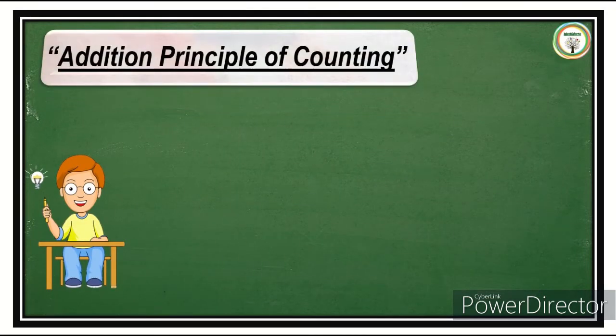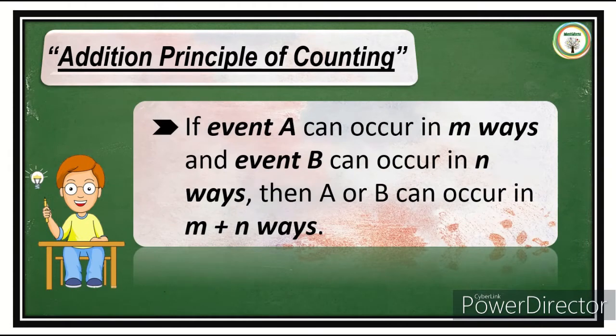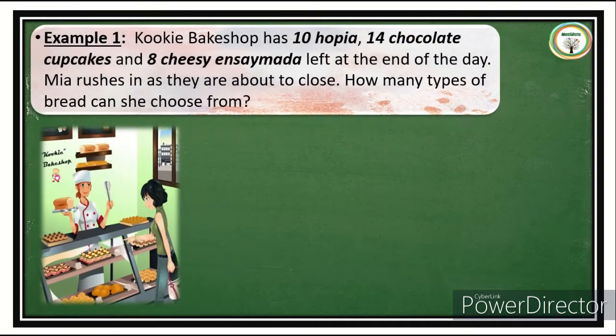Let's have first the addition principle of counting. If event A can occur in m ways and event B can occur in n ways, then A or B can occur in m plus n ways. This is the rule of sum or addition, and this is the basic principle of counting. It is the idea that if we have m number of ways of doing or choosing something and n number of ways of doing another thing, then hindi natin sila pwedeng gawin ng magkasabay. So we're going to add the number of ways of doing event A and the number of ways of doing event B. Let's have the first example.